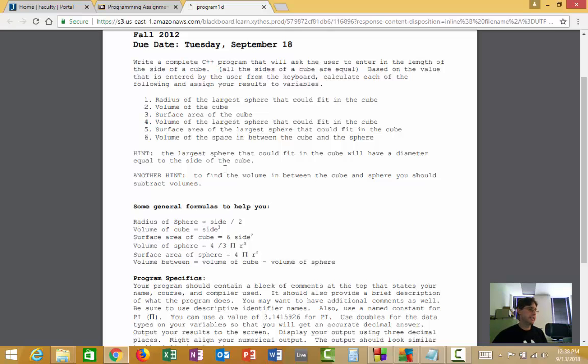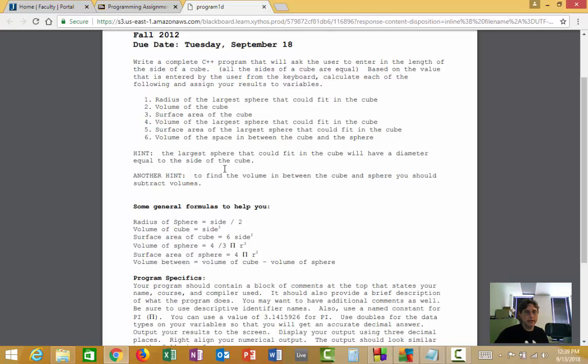So that the sides of the ball touch the sides of the box, right? But it doesn't bulge out or anything like that. Okay. So in other words, what you know is that the length of the side of the box is the same as the diameter of the sphere. Okay. So things that you have to calculate, the radius of the largest sphere that would fit in the cube, right? So that's going to be half the length of the side of the cube.